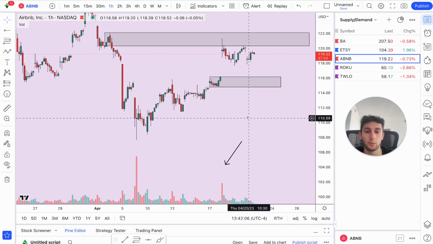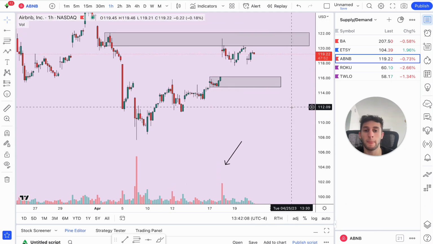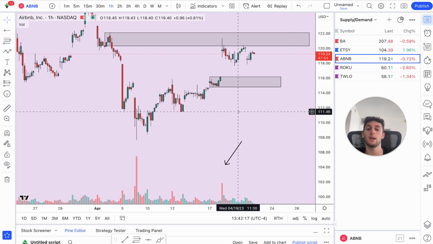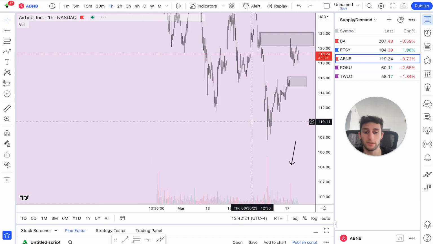All right, now when you see that happen, that is, for me, a sign where I can say, okay, I can get in right at that supply zone. I don't need to wait for a smaller time break. I don't need to wait for anything else. If I see high volume into a supply or demand zone, that itself is confirmation, okay?